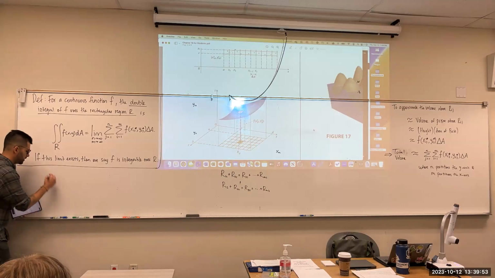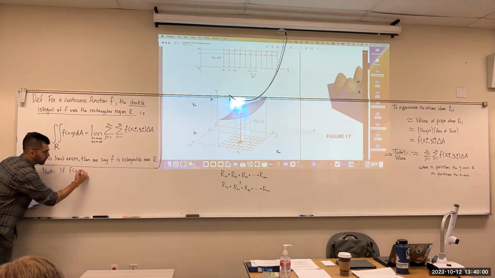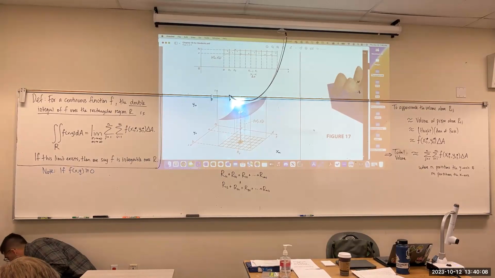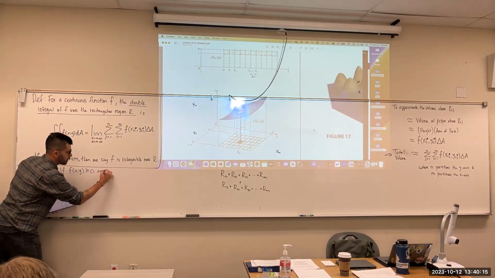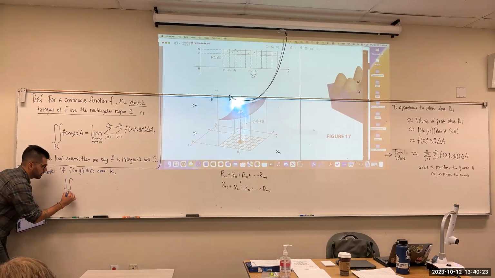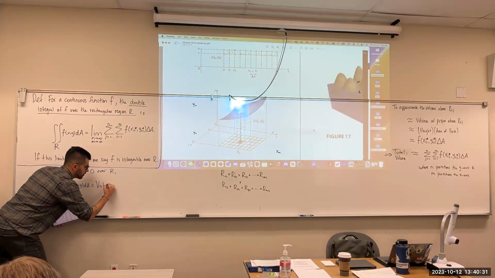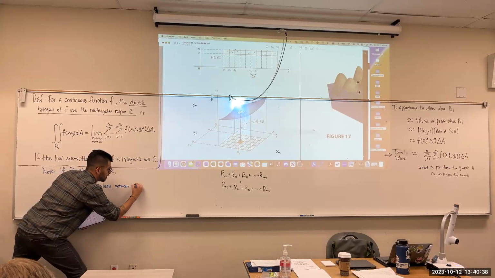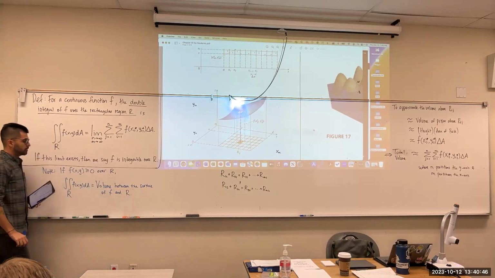So one thing to note, if the z values of your function are non-negative over R, meaning that your surface is never going to go below the xy plane, then we're going to interpret this definite integral as the volume between the surface of f and the region R. Okay?